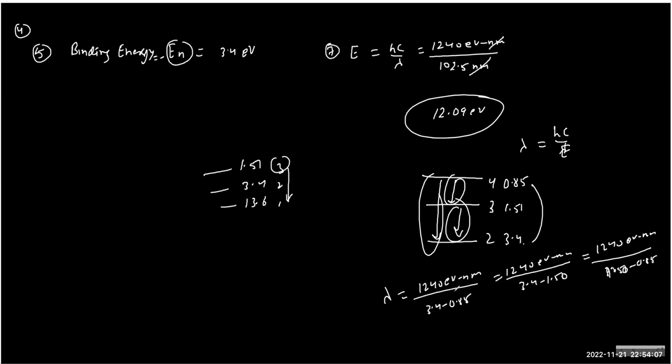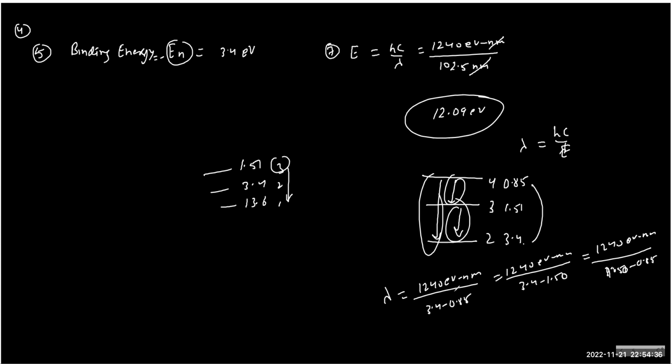I think first it will be 4 for 0.85 and then 2 for 10.2. Correct. This is the first excitation energy. So it is 4 to 2, right? Yes, sir. You can check the answer. Same answer? Yes, sir.